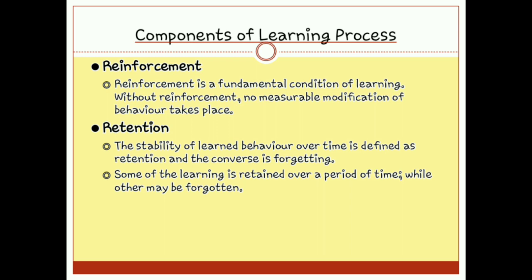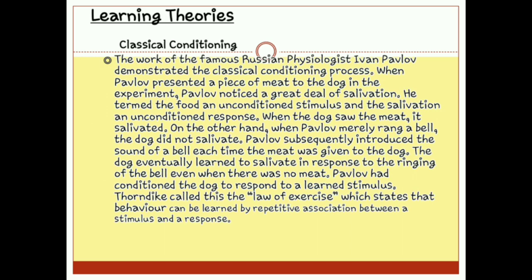The stability of a learned behavior over time is defined as retention, and the converse is forgetting. Some of the learning is retained over a period of time while others may be forgotten. Next, we can see the learning theories. So, first one is the classical conditioning theory.